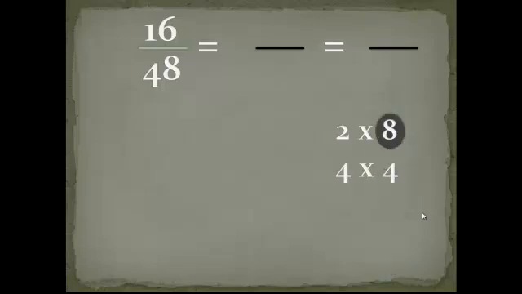So we are going to turn to the denominator to look. The denominator here is 48. Is there any number in table 8 equal to 48? Yeah. So we are going to divide the numerator and the denominator by 8. So 16 divided by 8 is going to be 2, and 48 divided by 8 is going to be 6.